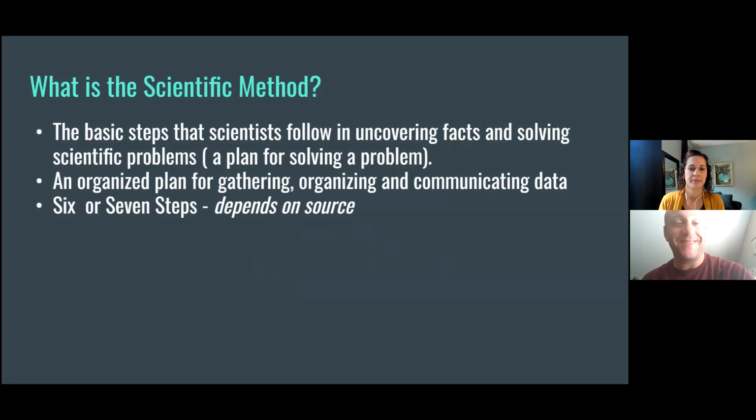and it's also a problem-solving technique that is used in science and in other real-world applications. The scientific method, depending on what resource you use, is either a 6 or 7 step process. It's a basic process that allows a scientist to uncover facts and basically solve scientific problems, okay? And it is an organized plan for gathering and also communicating data.